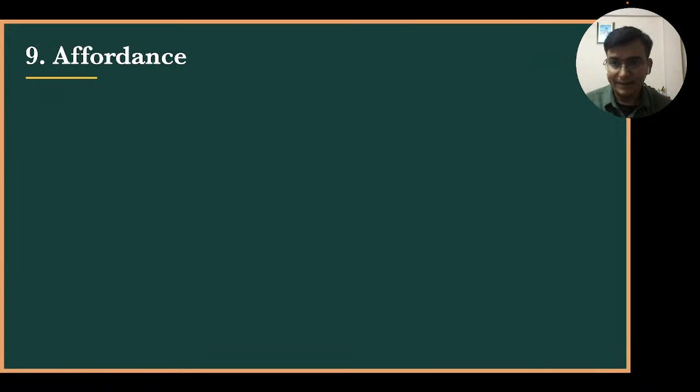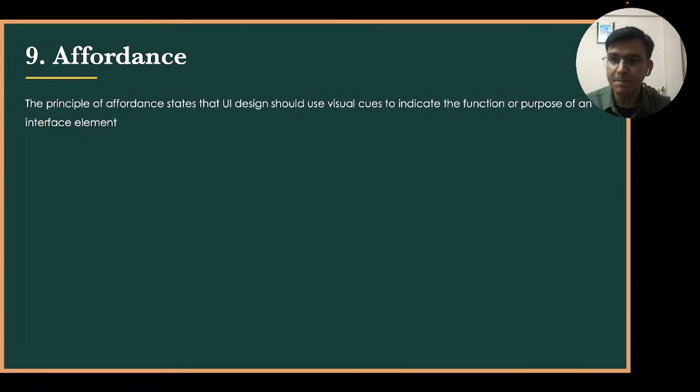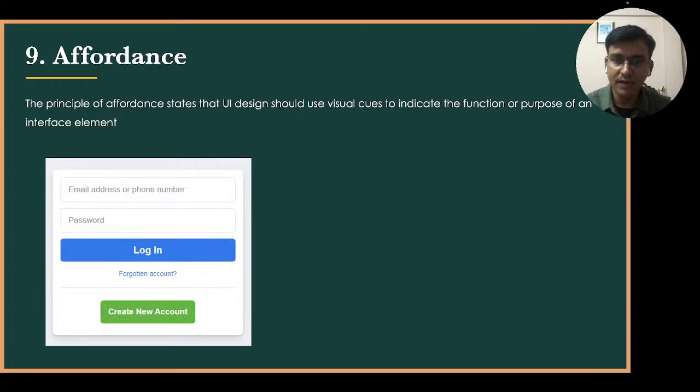Okay, next topic is affordance. The principle of affordance states that UI design should use visual cues to indicate the function or purpose of an interface element. Okay, so if you look at this, your CTA, this CTA does really give me an affordance that I can press it.